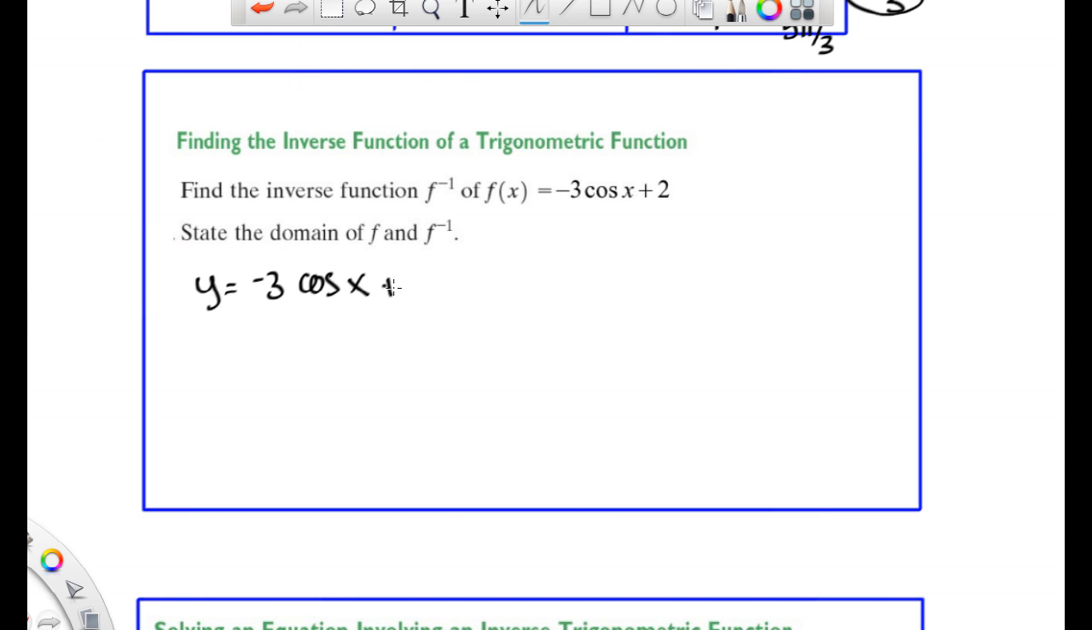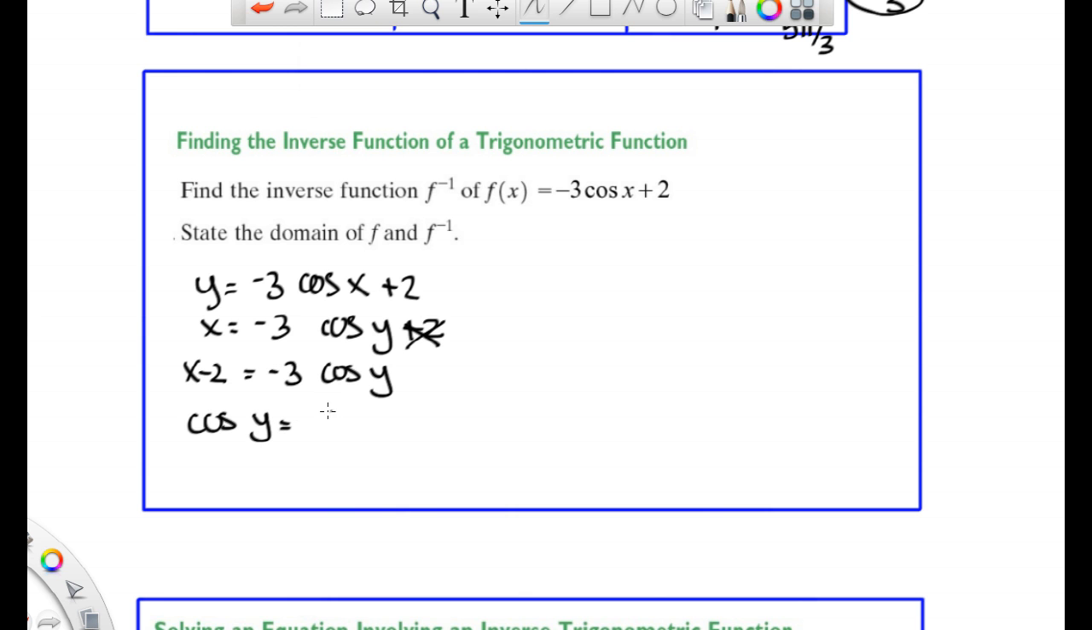And we're just supposed to swap x's and y's. So that's a negative 3, the cosine of y plus 2. Then we have to solve this for y. So this is x minus 2 is equal to a negative 3 times the cosine of y. That takes care of that one. Then divide by a negative 3. So the cosine of y is x minus 2 divided by a negative 3.